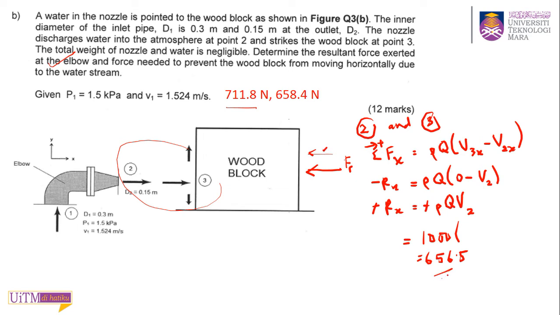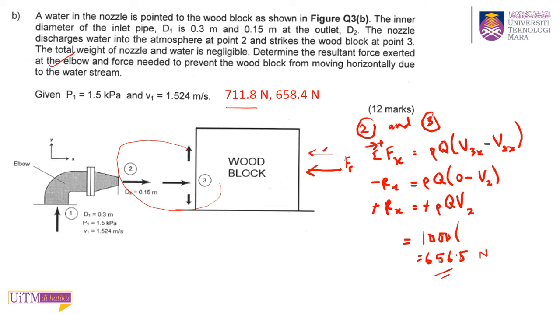So this is the value for resultant force exerted on the wood block. Okay, boleh faham tak ni? Any question regarding this? Tak ada? Kalau dia memang release ke atmosphere, memang tak ada P2A2. Tak ada P. P2 tu kosong lah. Betul.